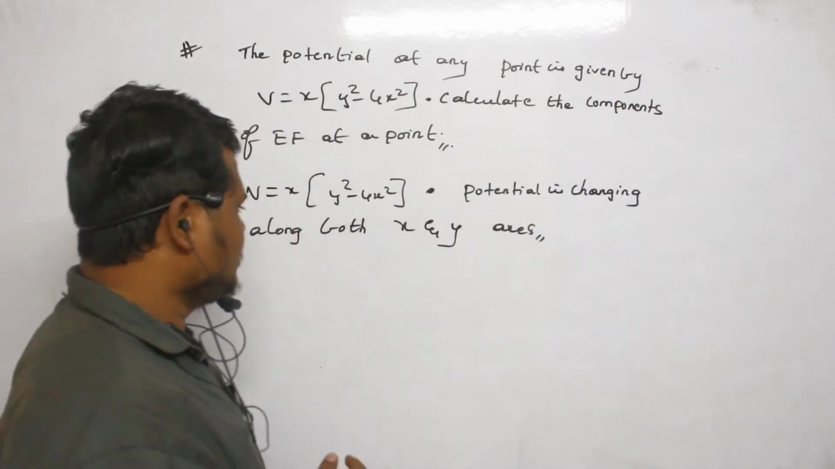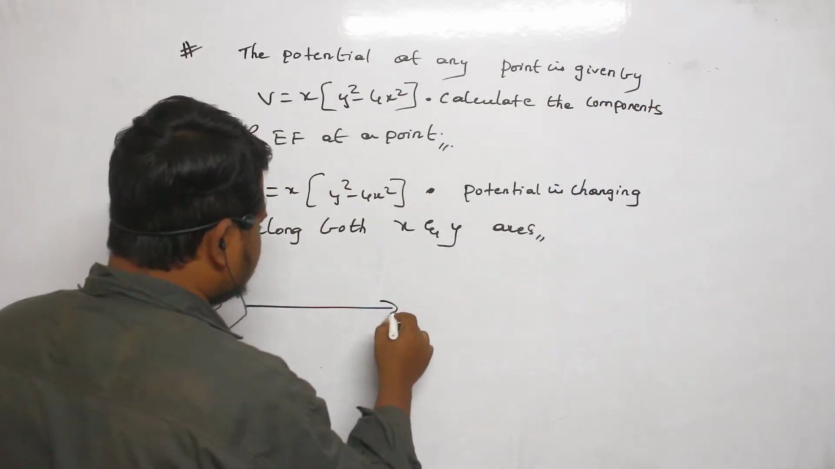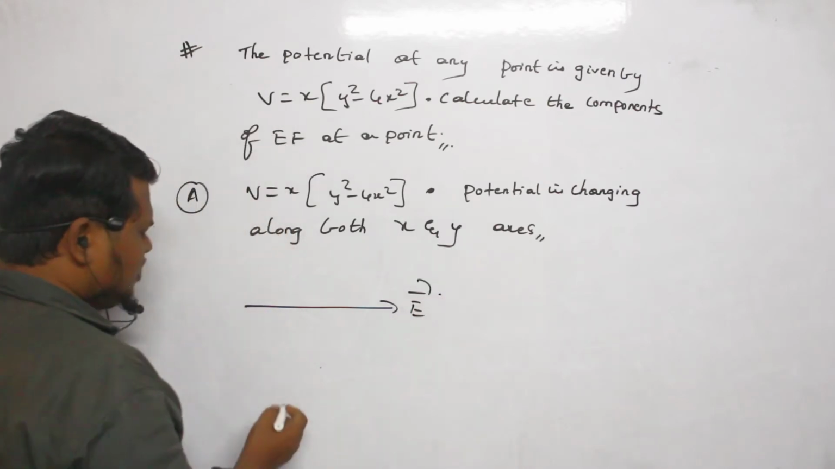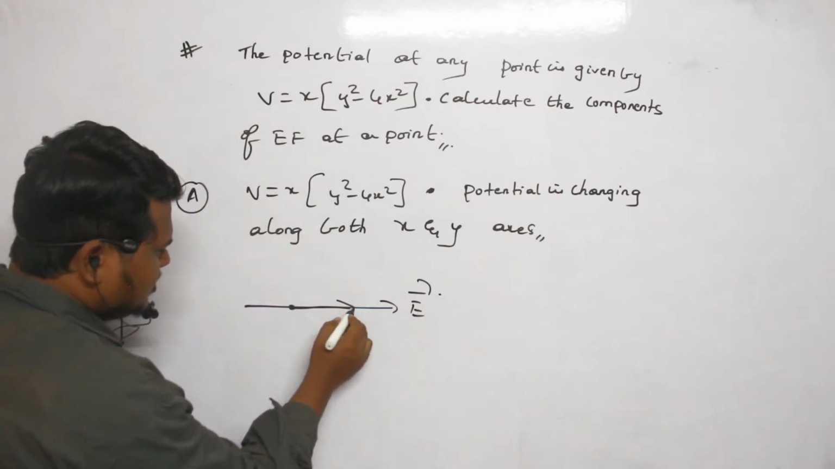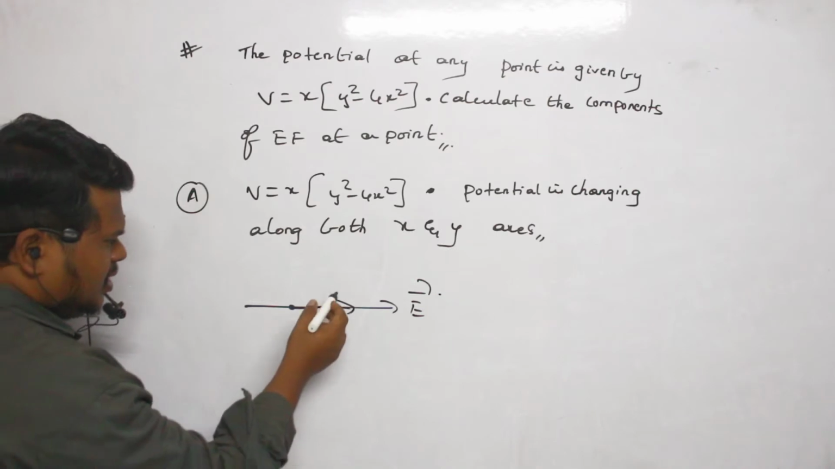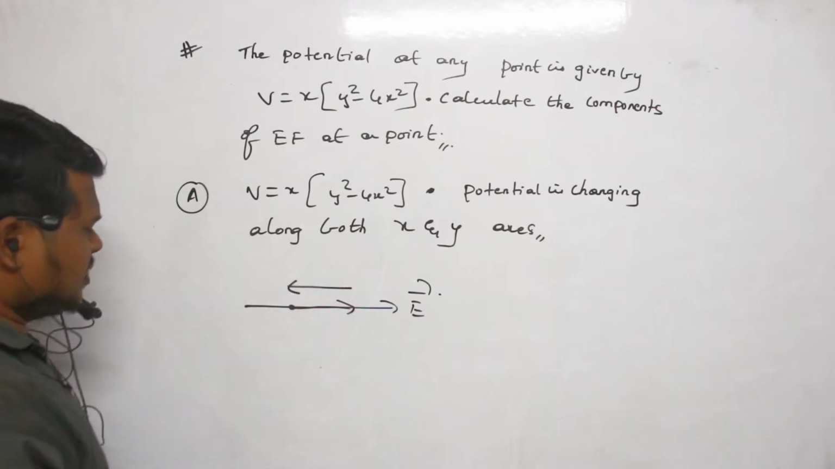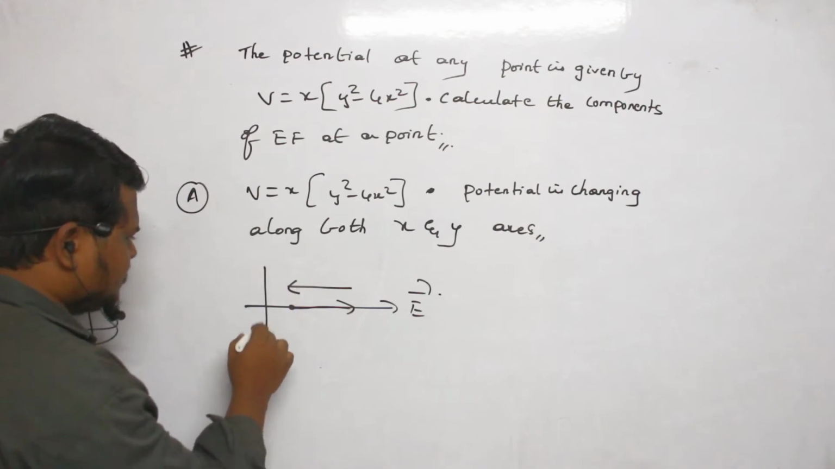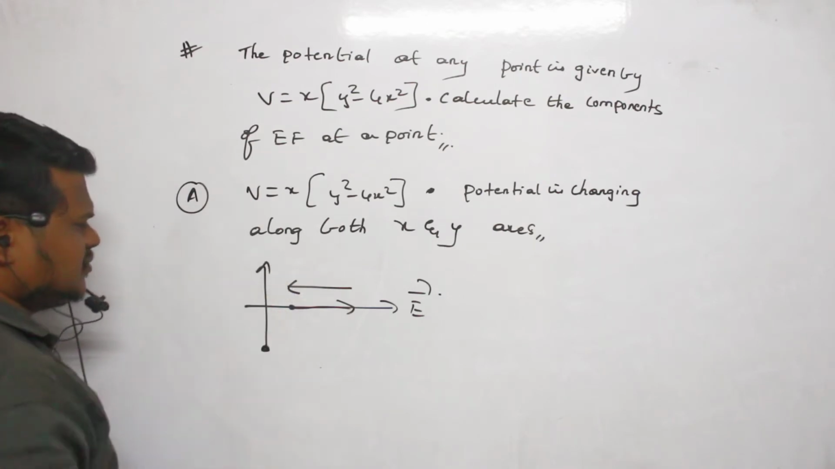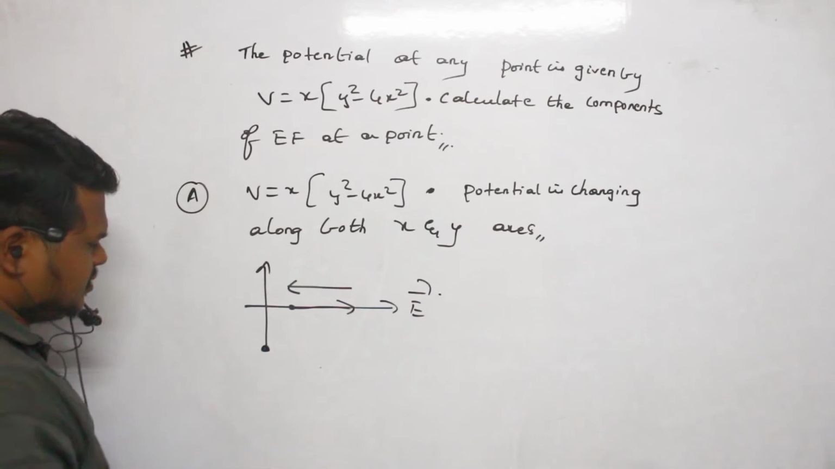That's all. For example, if this is the direction of the electric field, clear? Now if you are moving from here to here, then potential will change. Or if you are moving in the opposite direction, then also potential will change. But if you are moving perpendicular to the electric field, then potential will never change. Already we have studied this, no?